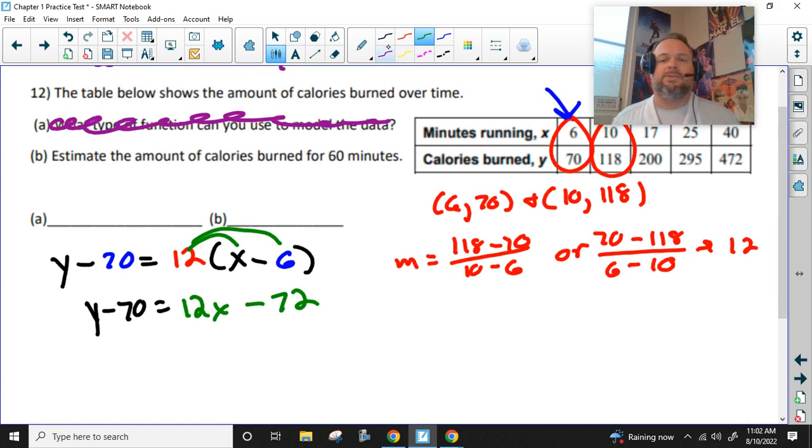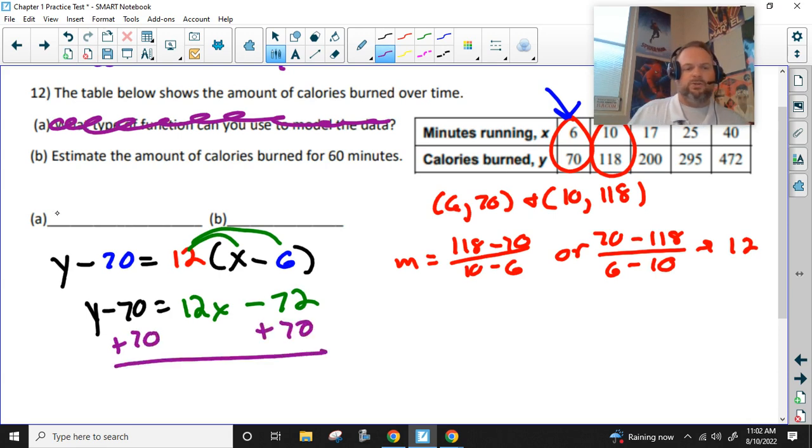All right. So from here, add 70, add 70. We should get y equals 12x minus 2. Okay. So that's our equation that we should have for A. That's why that one's worth more points. Okay.